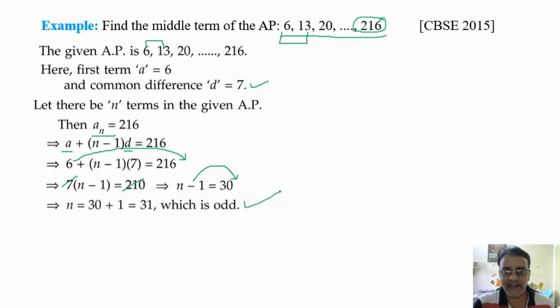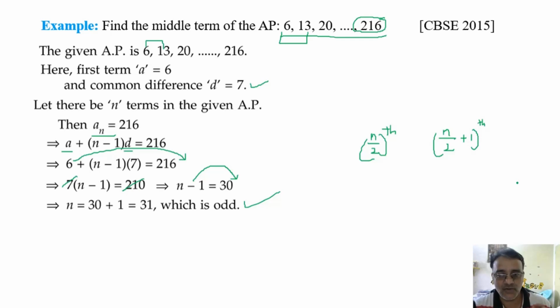So in an odd number of terms there will be only one middle term. Which one? n plus 1 by 2. You know the median, right? You studied median in 9th class, for individual discrete series, n plus 1 by 2 for an odd number. If it is an even number, then n by 2. If it is an even number, there will be two middle terms: one n by 2 and one n by 2 plus 1. That is, the n by 2th term and the n by 2 plus 1th term. This is an odd number, so n plus 1 by 2. So 31 plus 1 by 2.